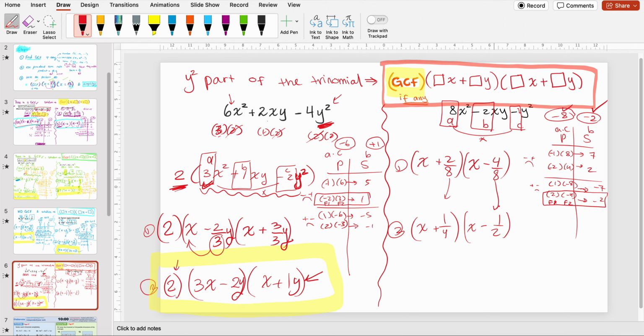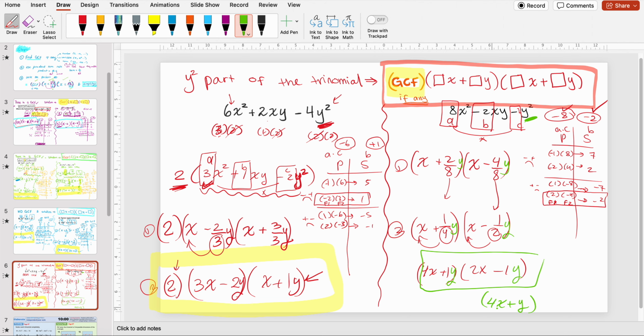Am I done? Nope. You have to rewrite this before the x, rewrite this before the x. So it's going to be 4x plus 1, 2x minus 1. Now, am I completely done? No. Since you had a y squared, then everything will have a y. Make sure to write it at the end, not literally everywhere, just with the other term. Okay? So this is your final answer. It's basically 4x plus y times 2x minus y. Minus 1y, yani minus y. This is your final answer.